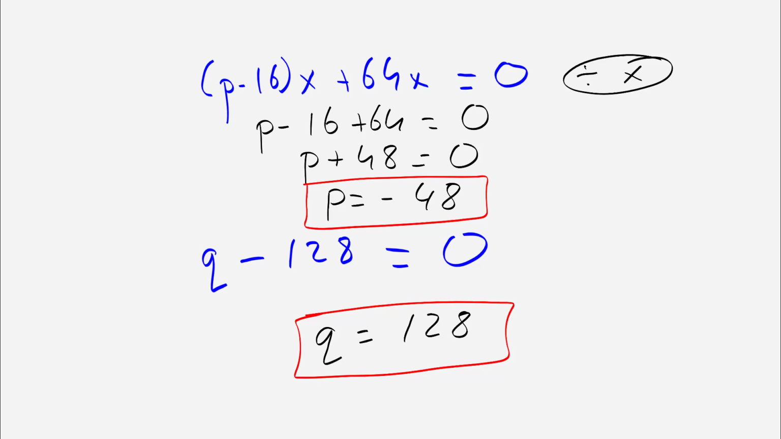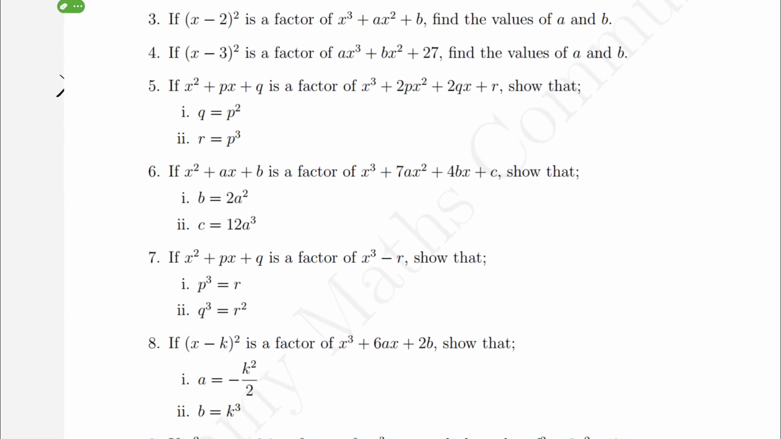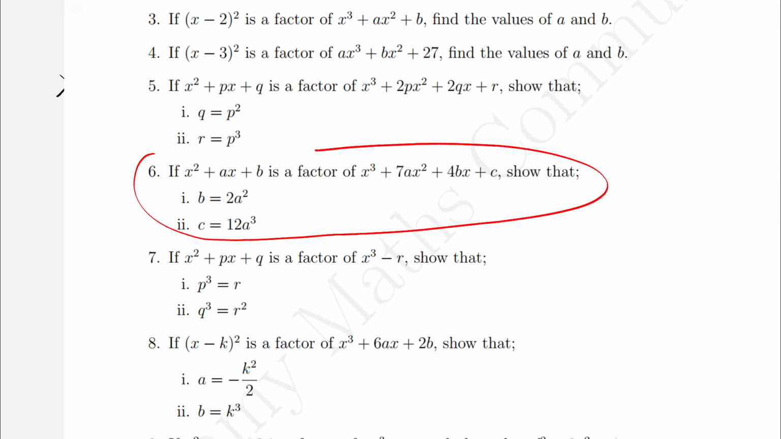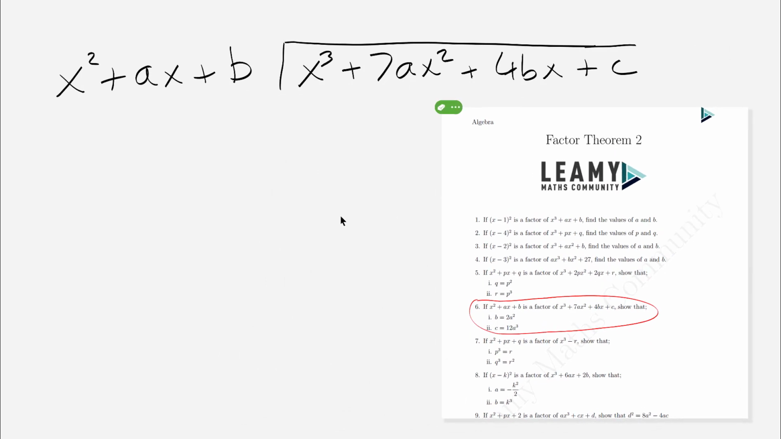All right, let's look at another example here. The next one I'm going to do for you guys is question 6. If x² + ax + b is a factor of x³ + 7ax² + 4bx + c, show that b is 2a², c is 12a³. So we're not actually asked to solve for any values here. We're just asked to show these identities, or prove these small identities. So x² + ax + b divides evenly into x³ + 7ax² + 4bx + c.